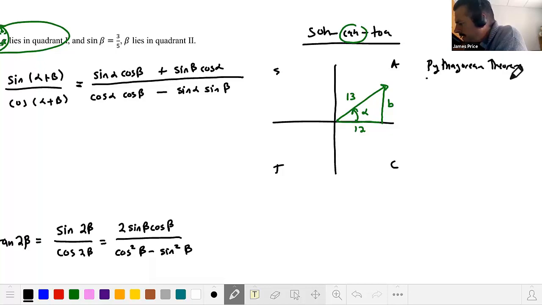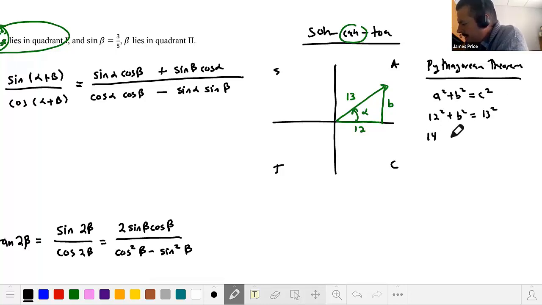To find my answer. Remember, Pythagorean theorem says a squared plus b squared equals c squared. And so my a is 12. My b, I don't know. So b squared is equal to 13 squared. And so you can use a calculator to find these numbers. So it's 144 plus b squared equals 169. If you subtract these two things, you get b squared equal to 25. And so then take the square root of both sides, and it is positive, so b is equal to 5.